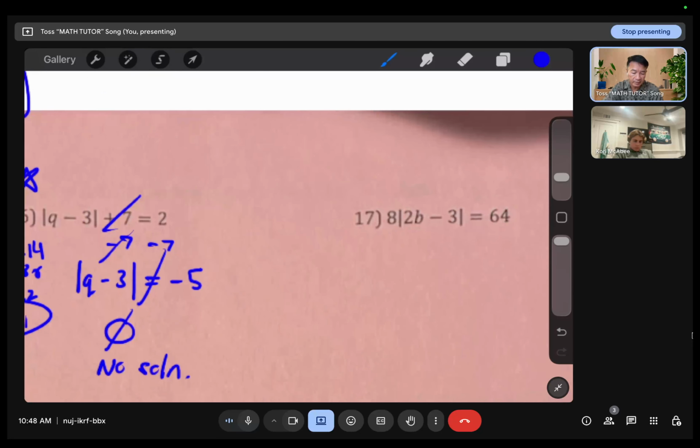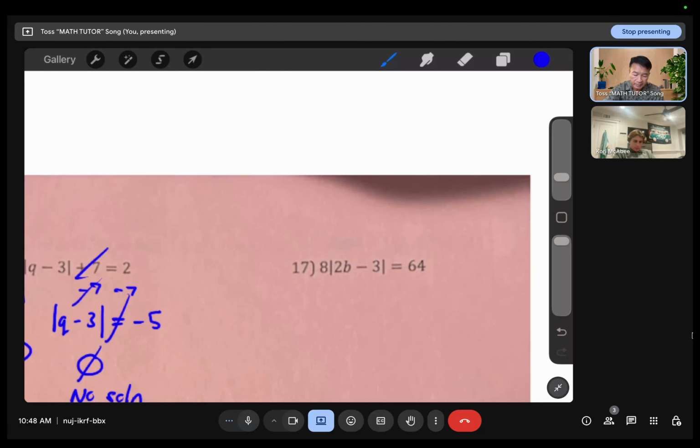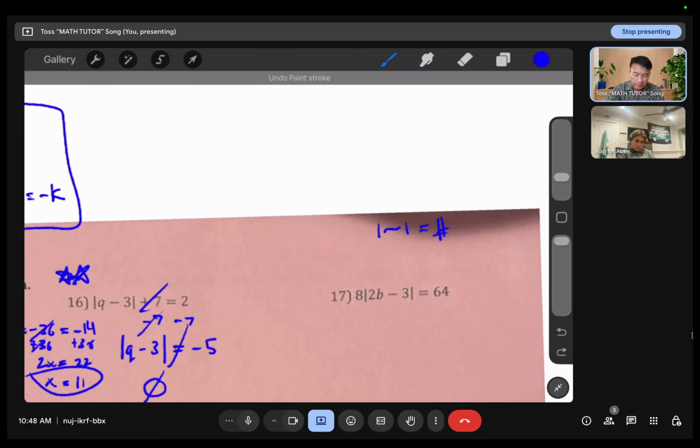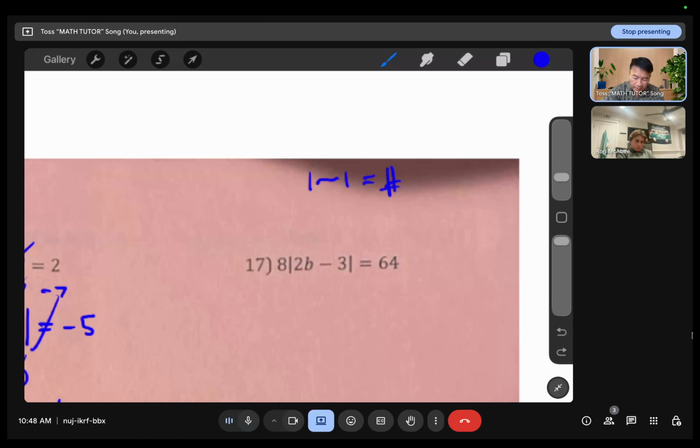It's always like that. Okay, this one, same thing. You want to isolate the absolute value on one side, whatever's inside, and a number on the other side. So it looks like this right here. So the 8 is in the way. So divide both sides by 8 to get rid of it. Then you're left with the absolute value of b minus 3. What is that? 6? Wait.